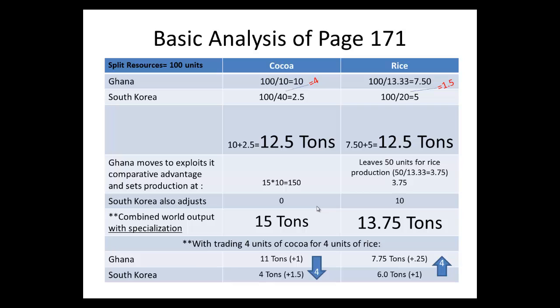Now, there is an increase in what can be consumed compared to prior to trade. Prior to trade, Ghana only had 10 tons of cocoa, and now it has 11. It had 7.5 tons of rice, and now it has 7.75 tons. South Korea has also increased by 1.5 tons of cocoa and by 6 tons of rice.